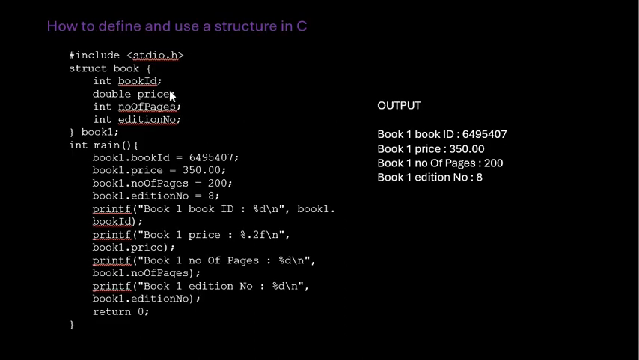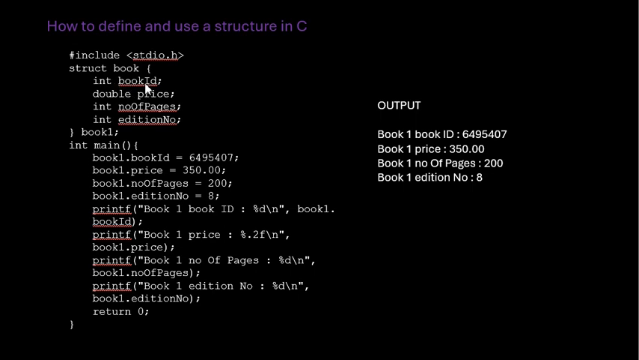Here is an example code of how to define and use a structure in C. When we pay attention to the code, it has the preprocessor directive #include stdio.h. Then, before the main function, it has struct book. That is the structure. Book is the name of that structure. Then, within brackets, it has different variables.